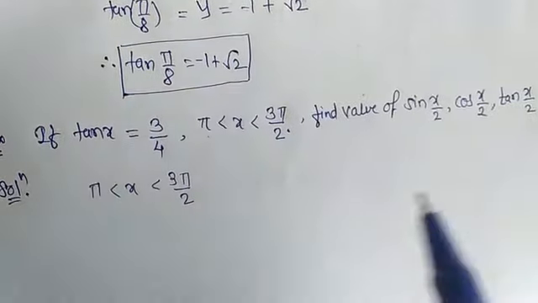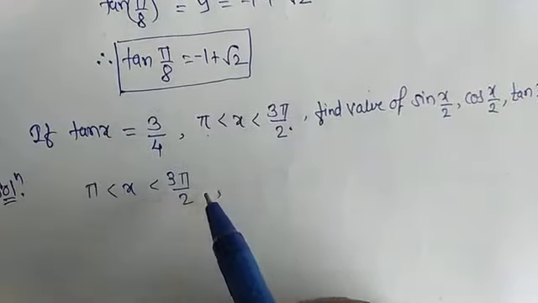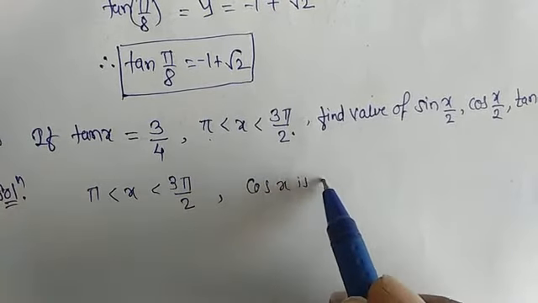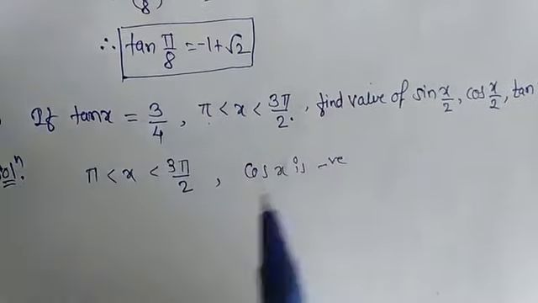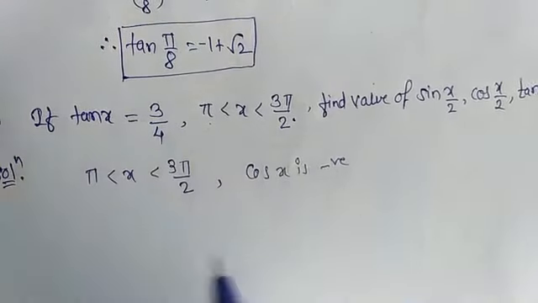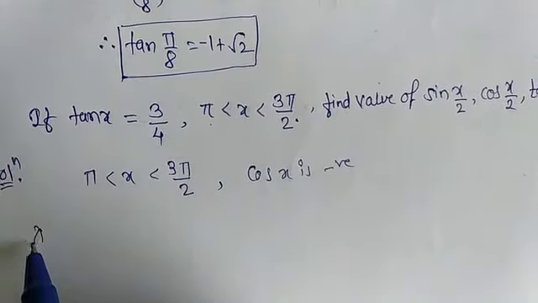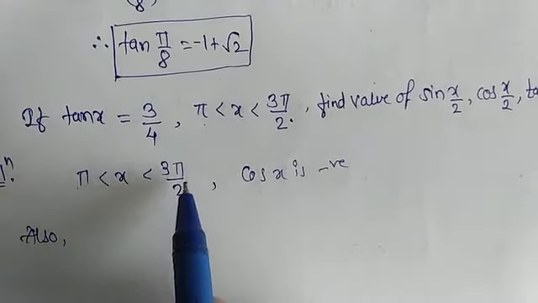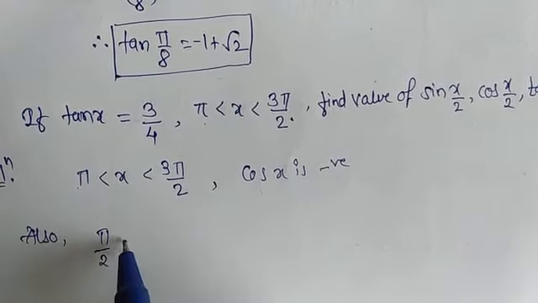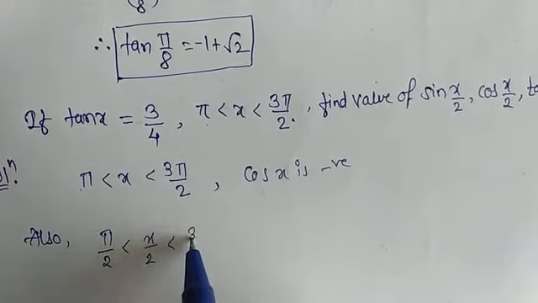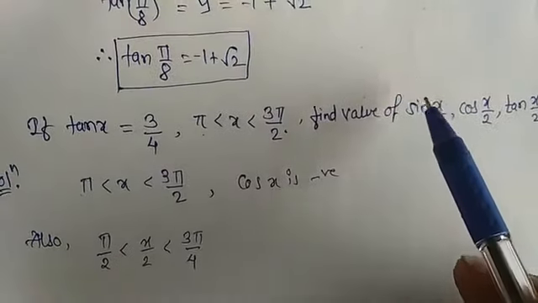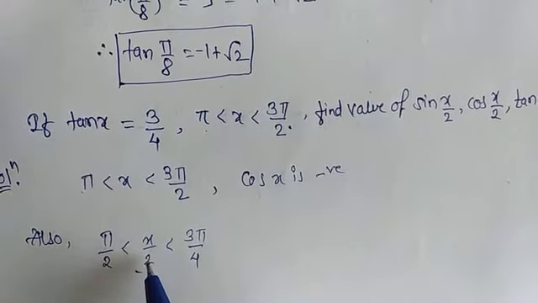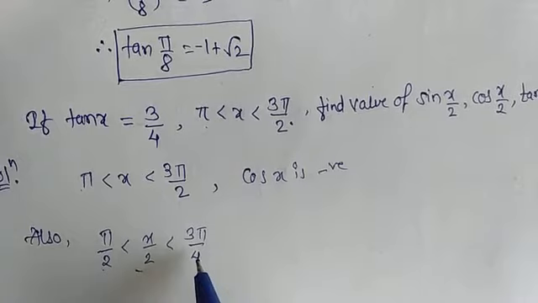In this range, pi to 3 pi by 2, cos x is negative. Also, dividing throughout by 2, it can be written as pi by 2 less than x by 2 less than 3 pi by 4. Because we have to find values for x by 2, we have to check in which quadrant x by 2 lies. We observe that it lies in the second quadrant.